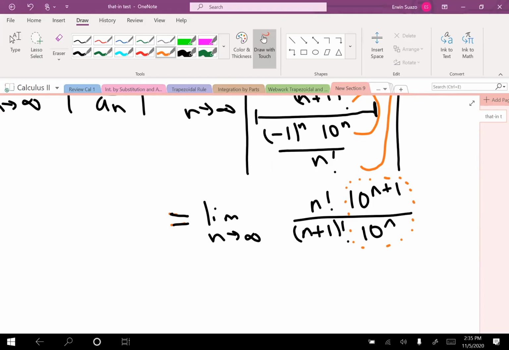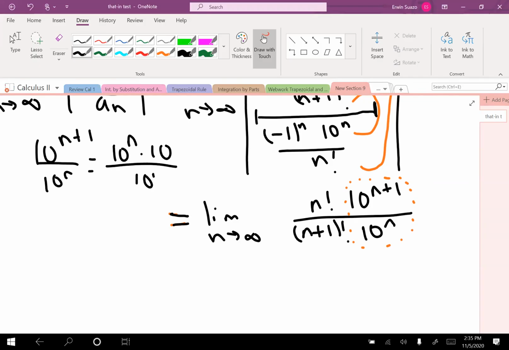What do we get? So you have 10 to the n plus 1 over 10 to the n. You get 10 to the n times 10 divided by 10 to the n. These two cancel, right? So out of these two tens, I just got one 10 on the top. So I'll get the limit as n goes to infinity, I'll put 10.